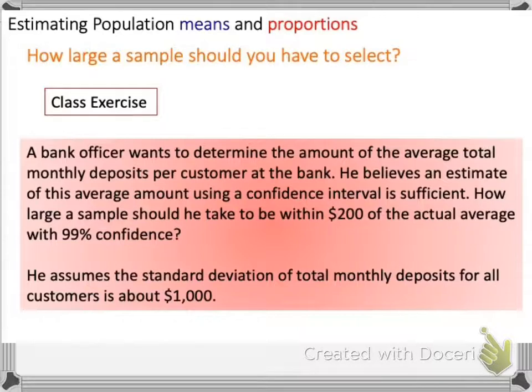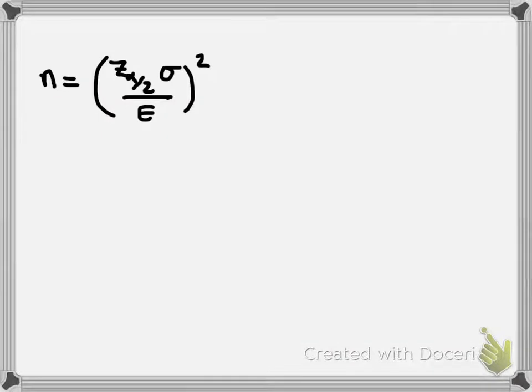So this guy wants to create a confidence interval to estimate total deposits, okay, at a bank. That's what he wants to do. And he's wondering what size of sample he should use. So that's like what we've been talking about, right? He's trying to estimate the population mean. He needs to know what the sample size should be.